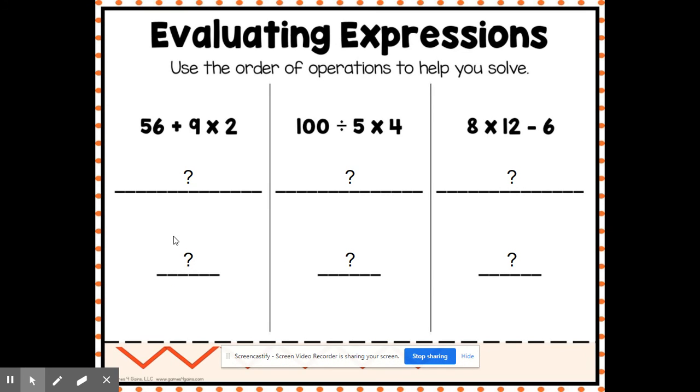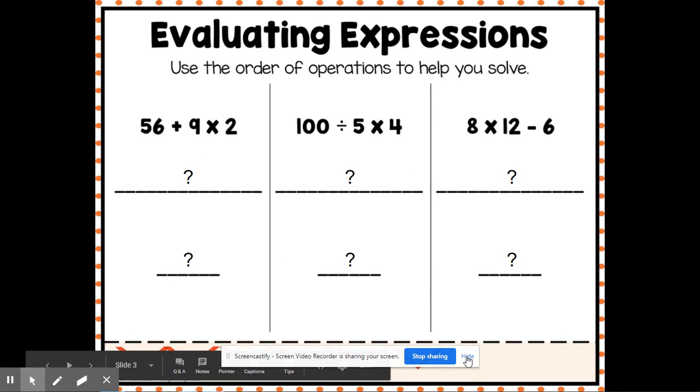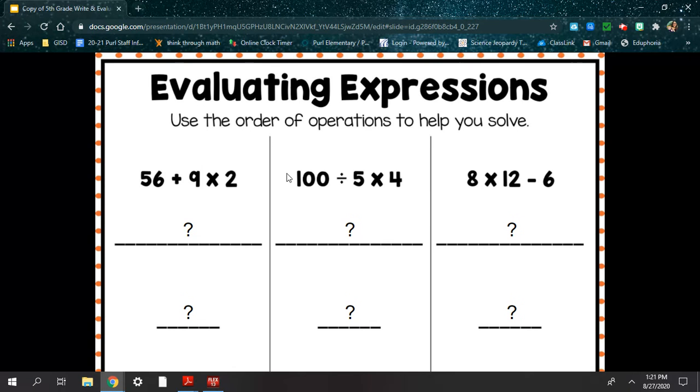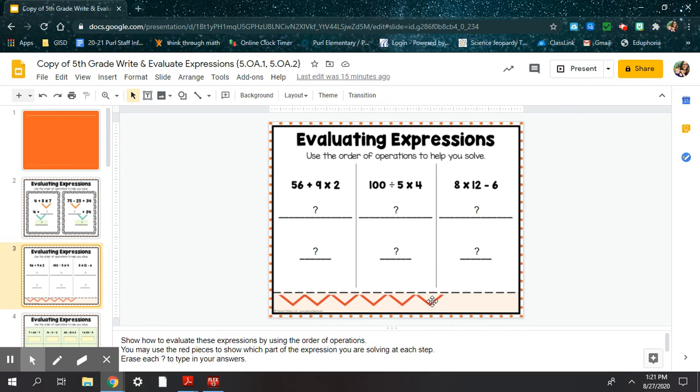Then you're going to do the same thing here. You're going to use order of operations to help you solve. Here are these little brackets down here. So you can move the bracket and you can put it wherever you think it goes. So I will show you what that looks like. So if I think that this is first, then you're going to put the bracket here. And then you're going to solve and tell me what that is. And then you're going to bring everything down. And then you're going to tell me what do I do next.